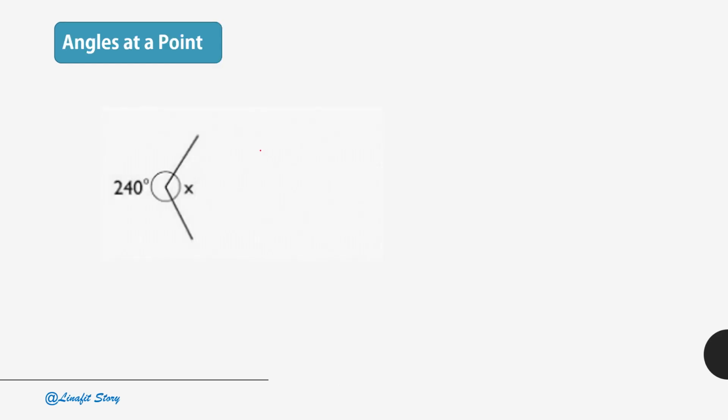The sum of angles at a point is 360 degrees. So how to get angle x? To find angle x, we take the sum of the known angles and subtract that from 360 degrees. So x equals 360 minus 240 equals 120 degrees.